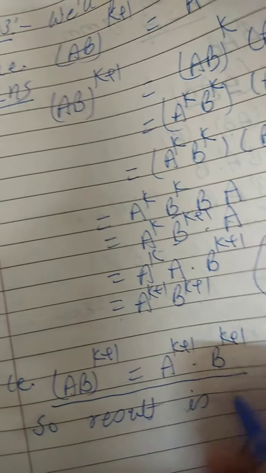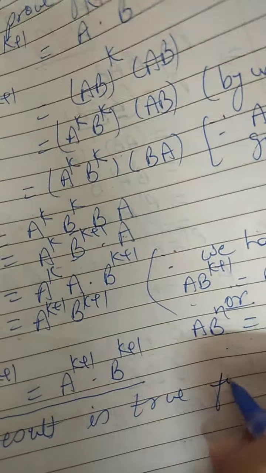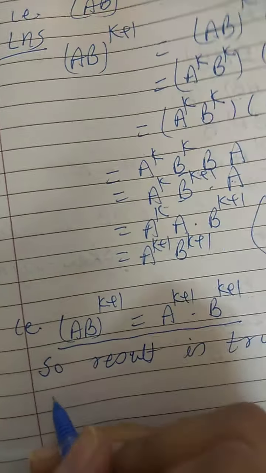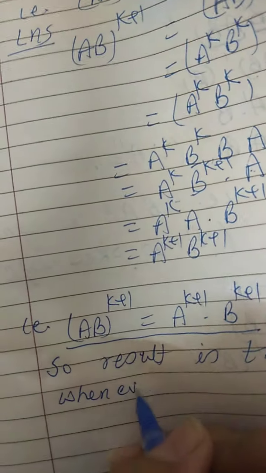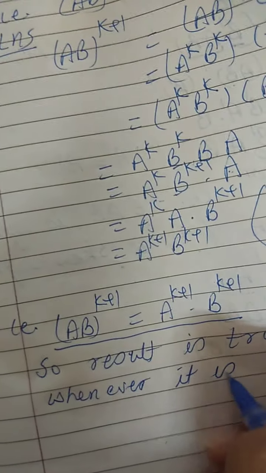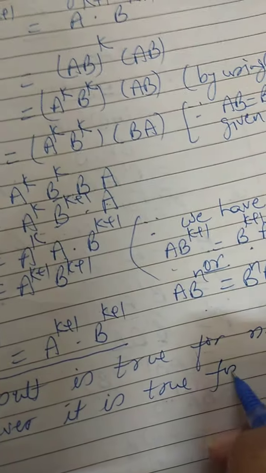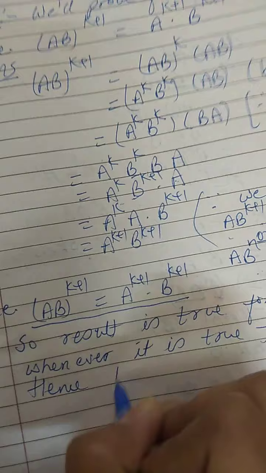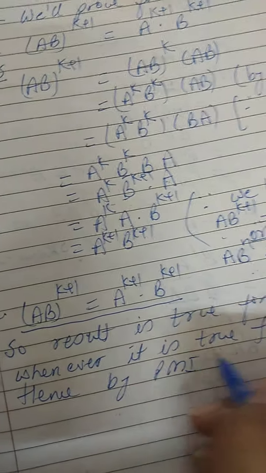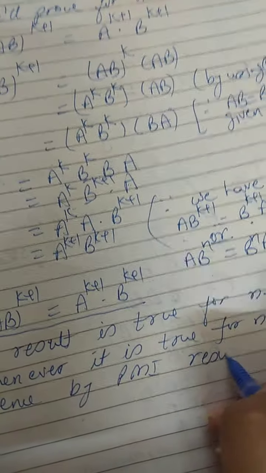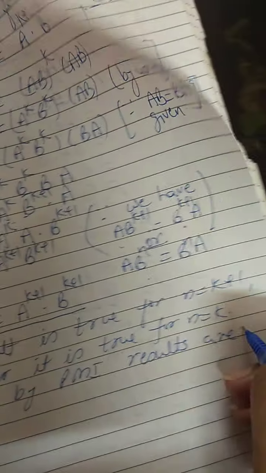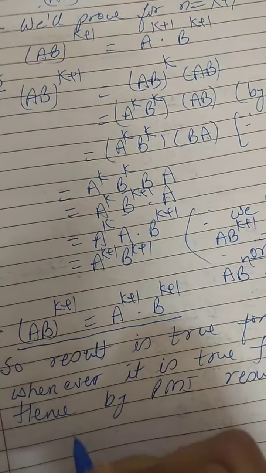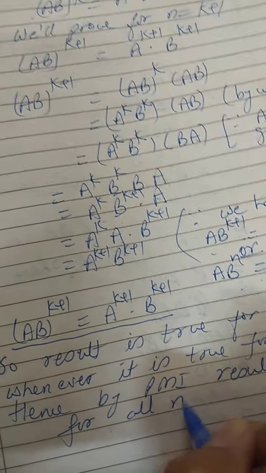So result is true for n equals to k plus 1 whenever it is true for n equals to k. Hence by PMI, results are true for all n belongs to set of natural numbers.